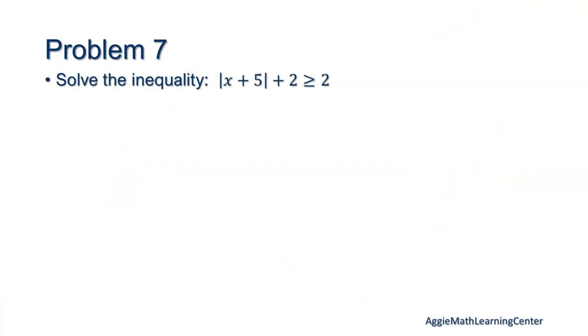All right, what's our first step with this one? Subtract 2 from both sides. Beautiful. Yep, we need to isolate that absolute value. The absolute value of x plus 5 is less than or equal to 0. Okay? Where are we going from here? Subtract the 5.